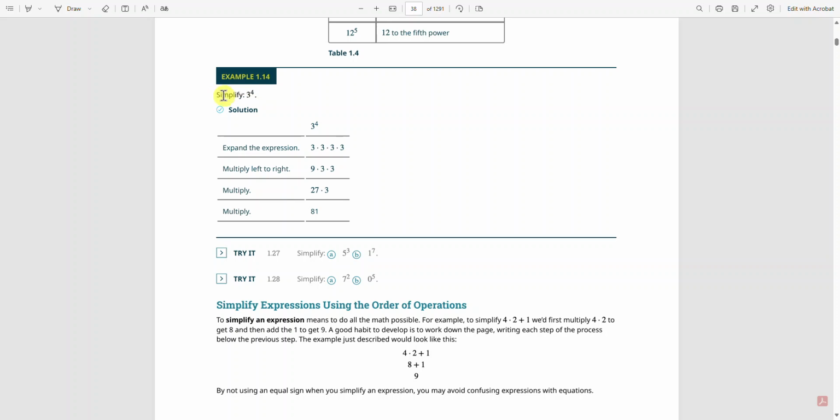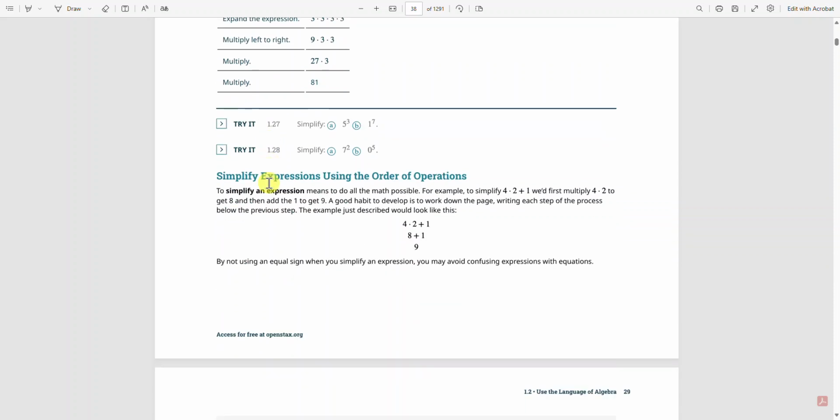But in algebra, what we're normally doing is simplifying. We're taking an expression and we're asking, how can we use what we know about numbers, what we know about the operations, what we know about algebra, to express this expression in simpler terms? So normally we're challenged to simplify an expression, and we're going to actually get into that here in this video.